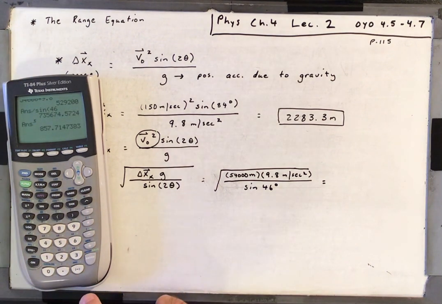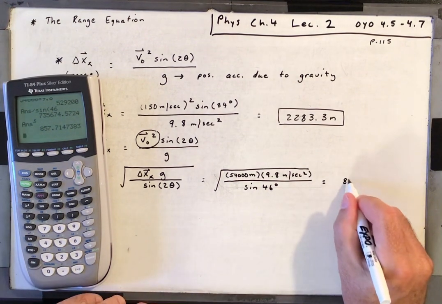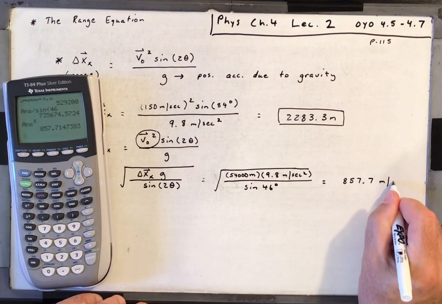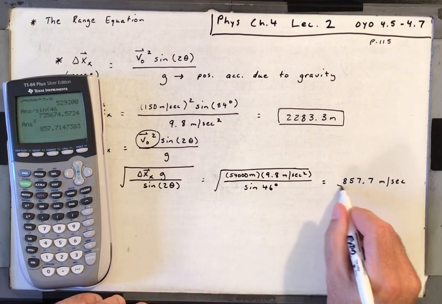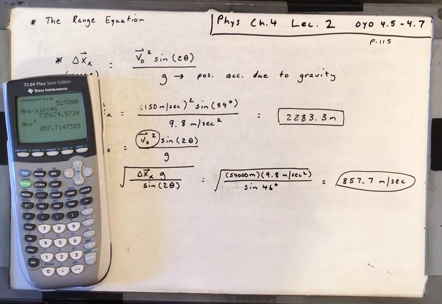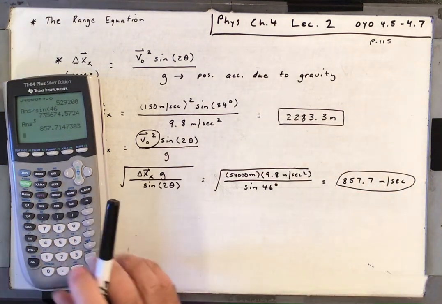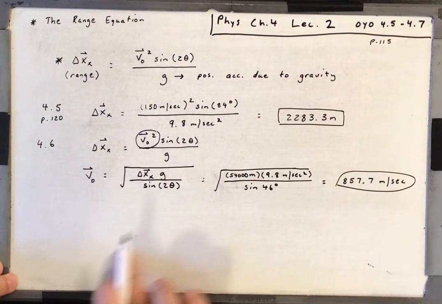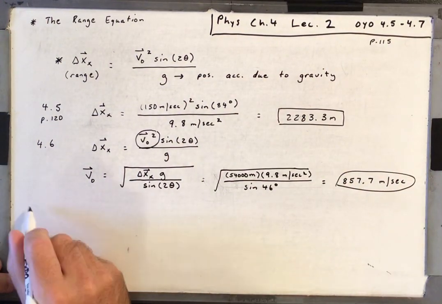You have 857.7. And that'd be meters per second. And that is the correct answer. So I feel like that's a pretty safe way to put that in your calculator. Just do it in 3 different steps in your calculator, because these calculators are great at remembering where you are.